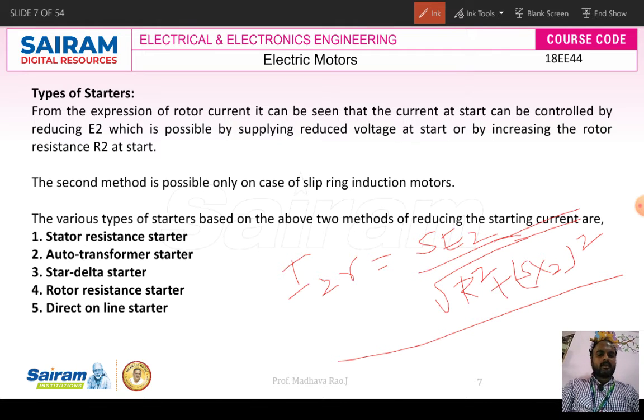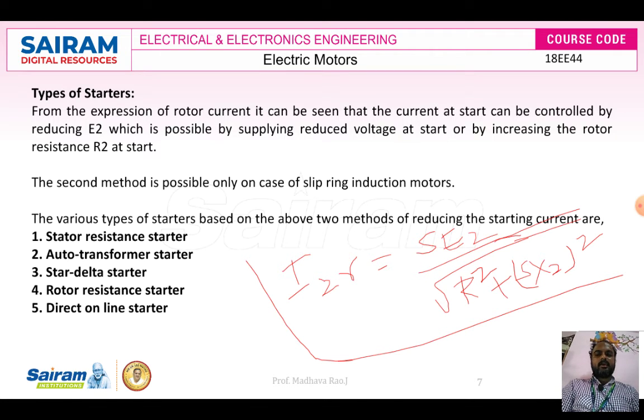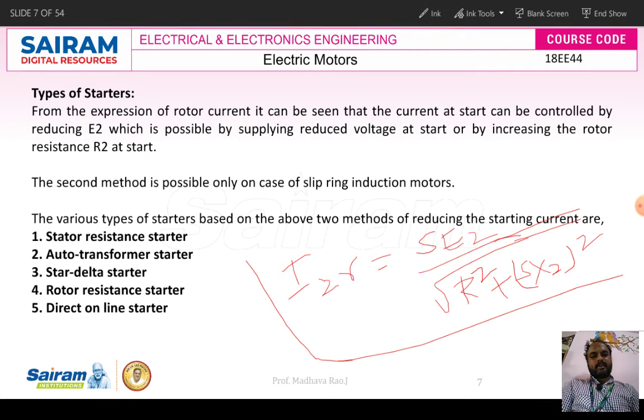At the time of starting, the rotor draws a large amount of current, which is dangerous to the motor. The winding may get damaged. To avoid that, we need to use starters. The starting current can be controlled by reducing E2, which is possible by supplying reduced voltage at start, or by increasing the rotor resistance R2. By reducing the voltage at the time of starting, we can reduce the rotor current and avoid damage to the induction motor.